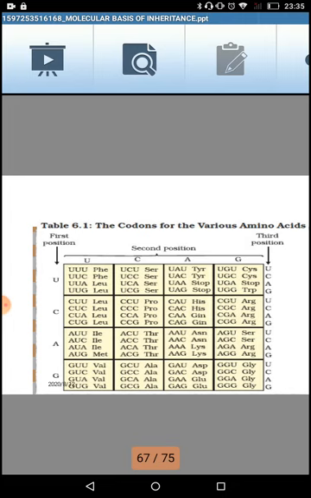Similarly, you can see the second one, U coming from the first position, second U coming from the second position, and the third will be C, which is the second nitrogenous base shown on the third position side of the box. So it will become UUC. Again, this UUC is responsible for the coding of one amino acid, that is phenylalanine.